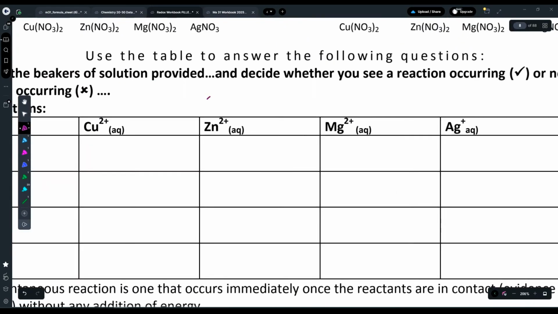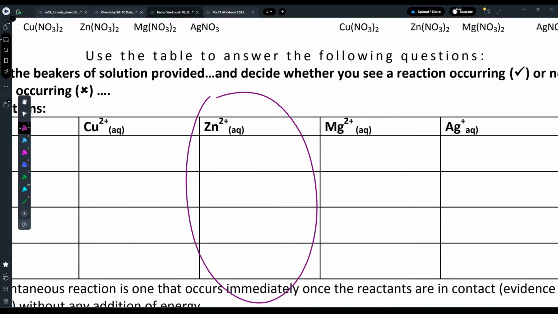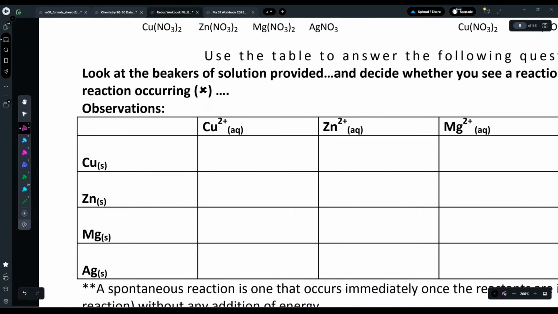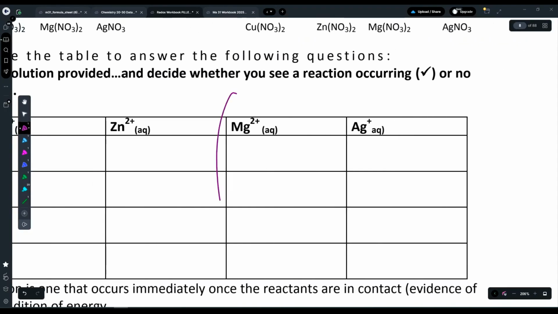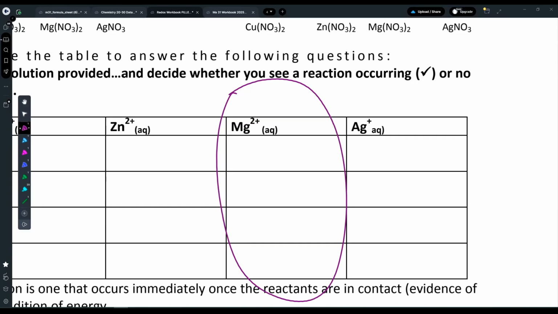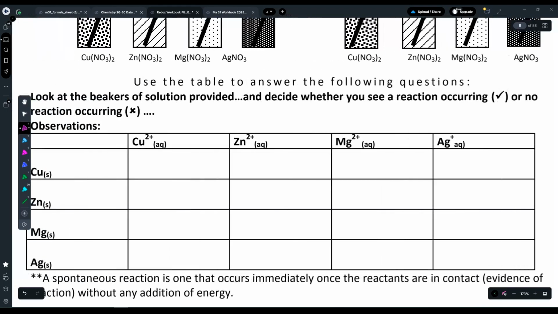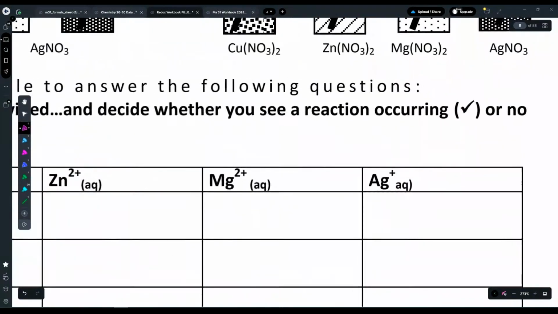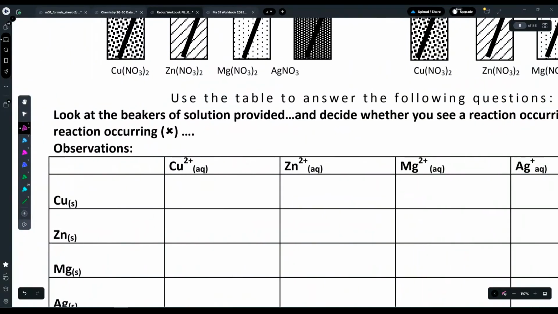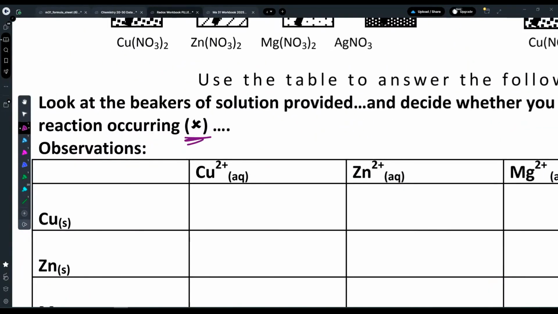Okay, for this next column, you're going to fill it out when it's talking about the zinc nitrate solution reacting with the same metals there, the copper, zinc, magnesium, and silver. This one will be the magnesium nitrate solution, and this will be the silver nitrate solution. So what you're going to do is you're going to put a check mark if a reaction occurred, and I go through in the video whether a reaction occurs or not. Okay, and if a reaction does not occur, then you're going to place an X.